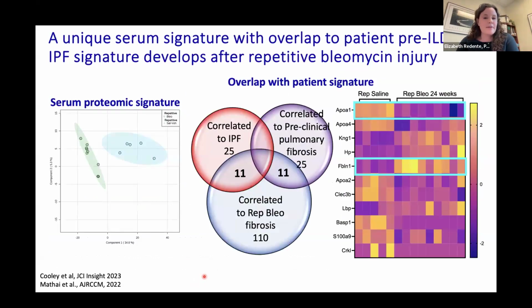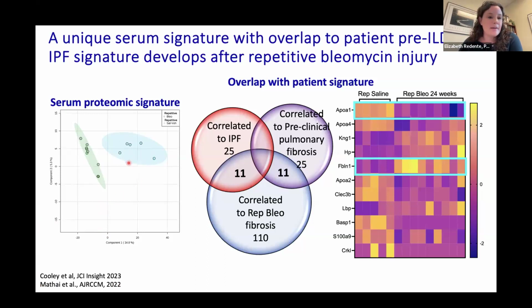And finally, the other thing that we did with this model is we wanted to look at the serum for a proteomic signature to see if we were seeing changes that were reflective of what has been published for IPF patients. Susan Mathey and David Schwartz published a really nice paper in the Blue Journal in 2022, looking at proteomic signatures of patients with IPF and patients with preclinical IPF, which they were able to use to track the progression of their disease. So we also looked at the proteomic signature in our animals.